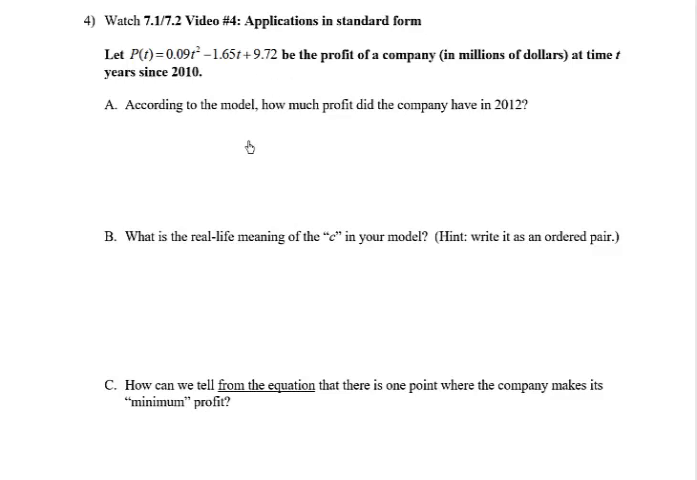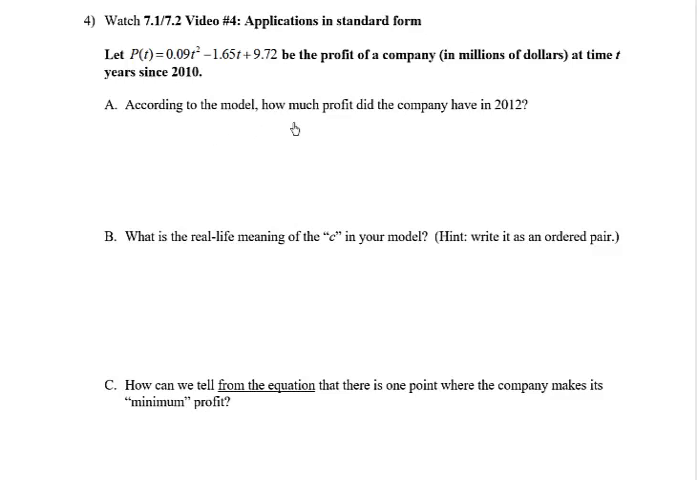Let's make sure we understand the variables. Here's the let statement. Let P of T be the profit of a company in millions of dollars at time T years since 2010. So P is the money they're making in millions. T is how many years it's been since 2010. And again, we have the model given to us already.